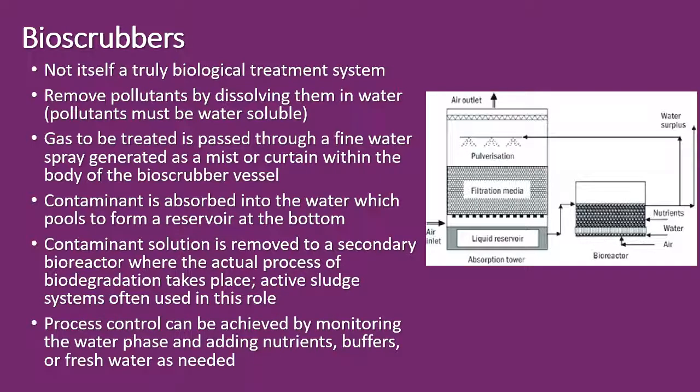The process control can be achieved by monitoring the water phases, and then, of course, like we said before, adding nutrients, buffers, fresh water, oxygen, whatever you need to add to keep it going. So this is very similar to the typical scrubbers that we've seen before with the stacks. This is just when the water gets pooled, it gets treated. Instead of getting treated chemically or something, it's getting treated in a bioreactor with microorganisms.